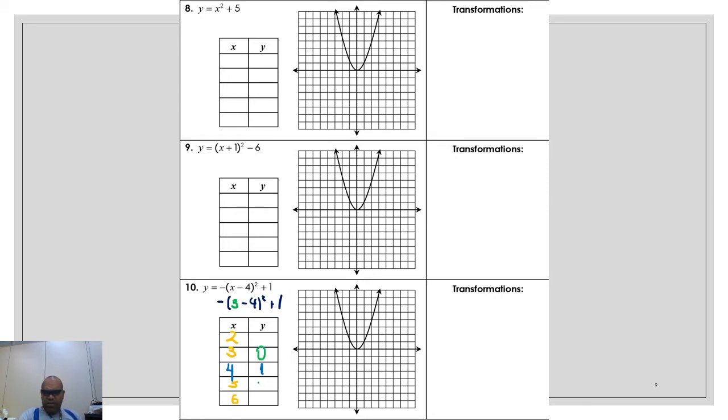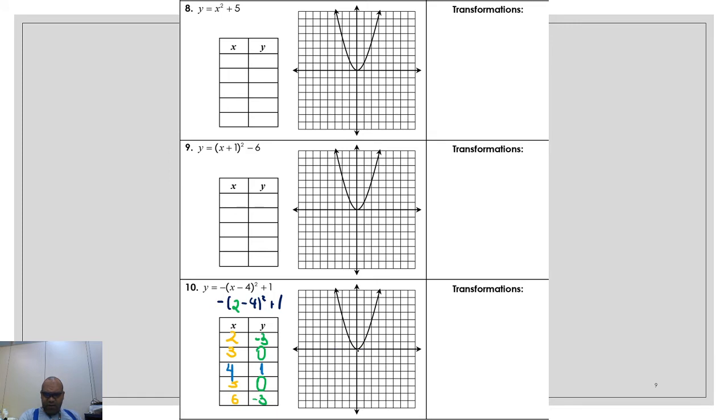And as we know, it's symmetric. Here is 0 also. And when it is 2 right now, let's think about 2. 2 minus 4, negative 2. Negative 2 squared, it is 4. I have a negative outside, it's negative 4. Negative 4 plus 1, negative 3. And as we know, it's symmetric. Here is the information.